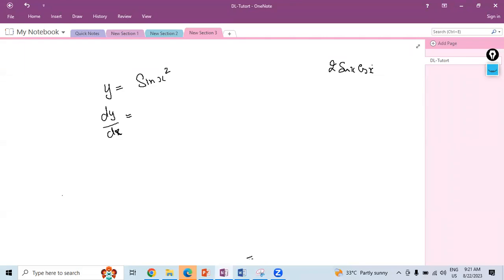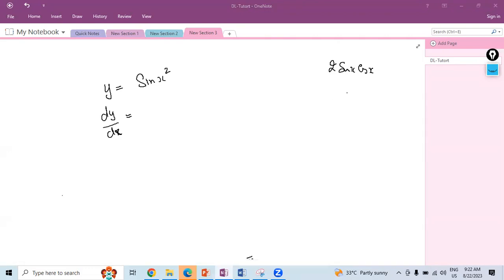Is this sin x square or sin x whole square? Sin x square. So then it would be 2x cos x square. Put it in the chat section. Sorry, sir, I misunderstood it to be sin square x. So 2 sin x cos x is not right.